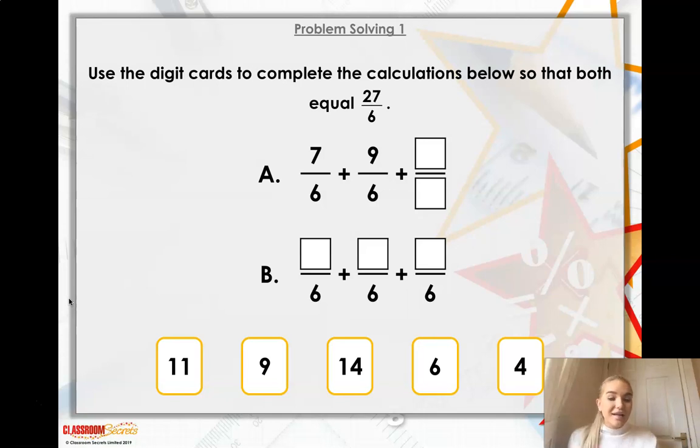So we know that we need to add 11/6 to get to 27, and we can cross them out, so I know which numbers I have used. Now, the only three numbers I have left are 9, 14 and 4. Does 9 add 14 add 4 equal 27? Can you work that out for me now, please? Well, we know that 14 add 4 is 18, and 18 add 9 is 27. So we can just fill in the missing gaps with 9, 14 and 4, and I have successfully used all of my digit cards.